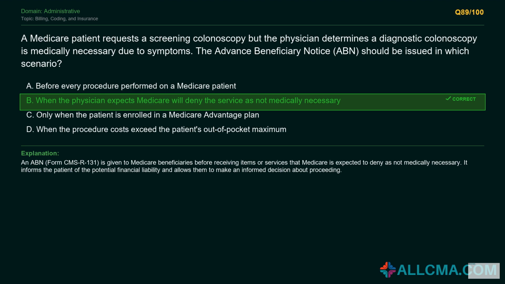The correct answer is B. An ABN, Form CMS-R-131, is given to Medicare beneficiaries before receiving items or services that Medicare is expected to deny as not medically necessary. It informs the patient of the potential financial liability and allows them to make an informed decision about proceeding.